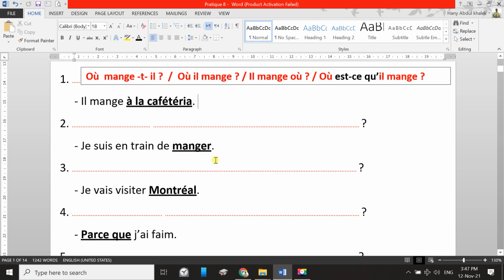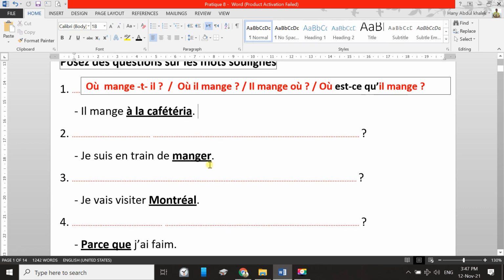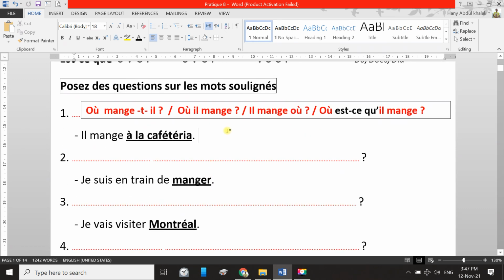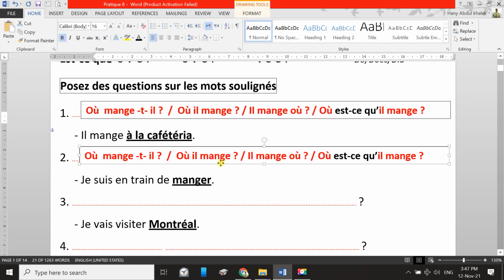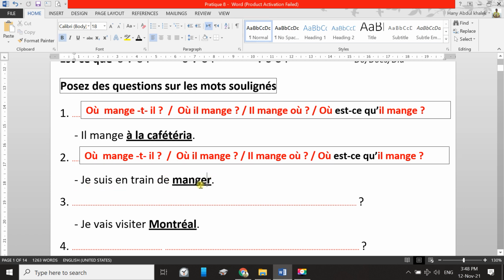So we can use any form of this to mean, where do you eat? I think it's easy, it's not hard. Just speak. This is the point. Use the language that you are studying in conversation, when you speak with someone. So here, je suis en train de manger. Je suis en train de manger. I am eating. What does je suis en train de mean?